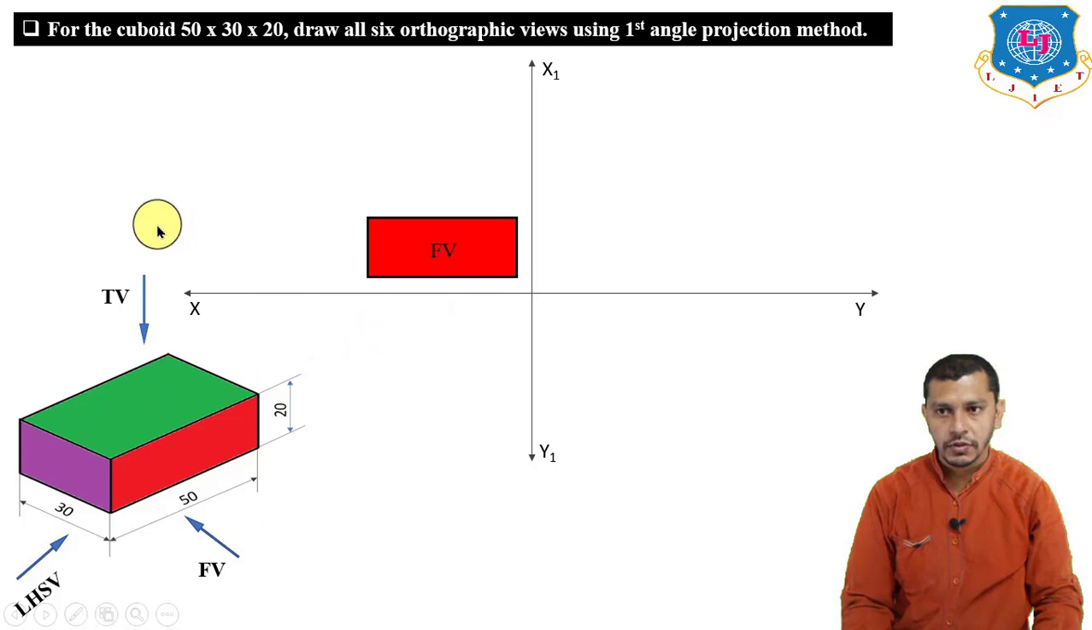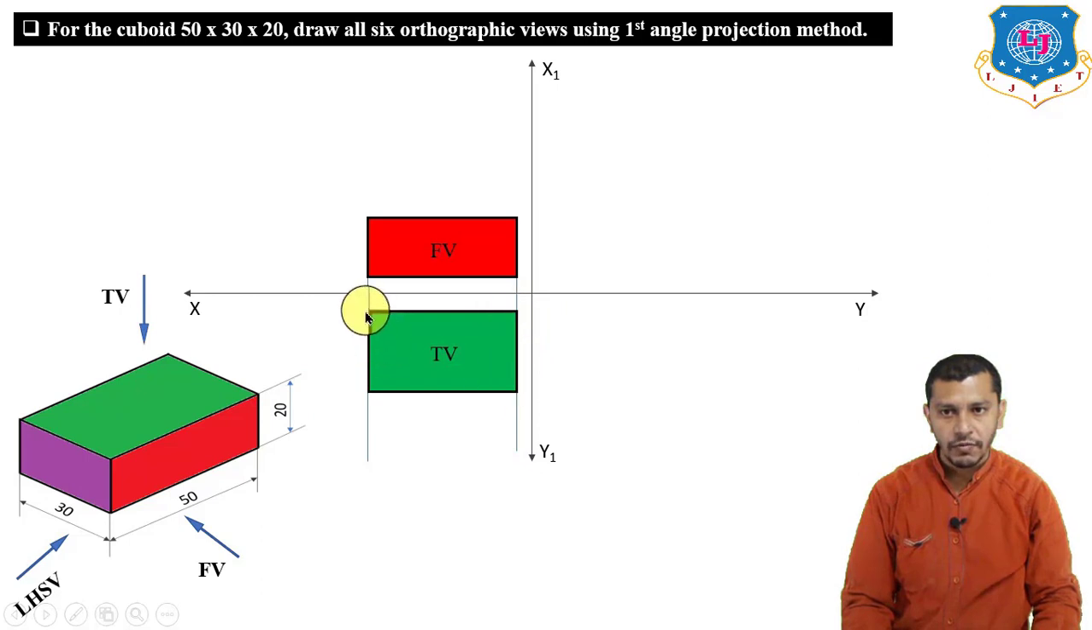Now the top view. For the top view we have to observe the object from the top direction. In the top view we will again get a rectangle showing the surface of the cuboid. So this green surface of the cuboid gives us the top view having length 50 and width 30. First of all project the length of the top view from the front view. So this will be the length of the top view, and now we have to measure the width parallel to the X1 Y1 line. Length will be parallel to the XY line and the width will be parallel to the X1 Y1 line. So this will be our top view having length 50 and width 30.